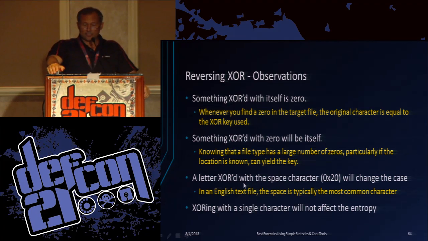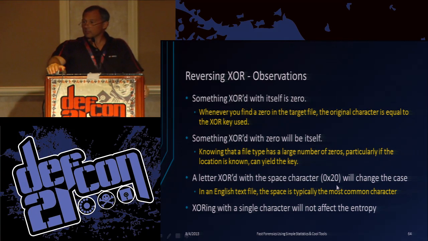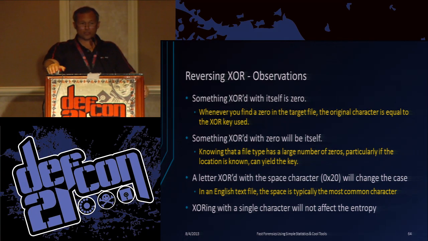Now notice this is an interesting property of XOR, because a lot of malware will use XOR, just a basic XOR encryption to hide stuff. Something XORed with a space will just change the case of a letter. If you have an uppercase letter and you XOR it with hex 20, it becomes a lowercase letter. If you have a lowercase letter XORed with hex 20, it becomes an uppercase letter. And of course, that's typically the most common character in the English language.